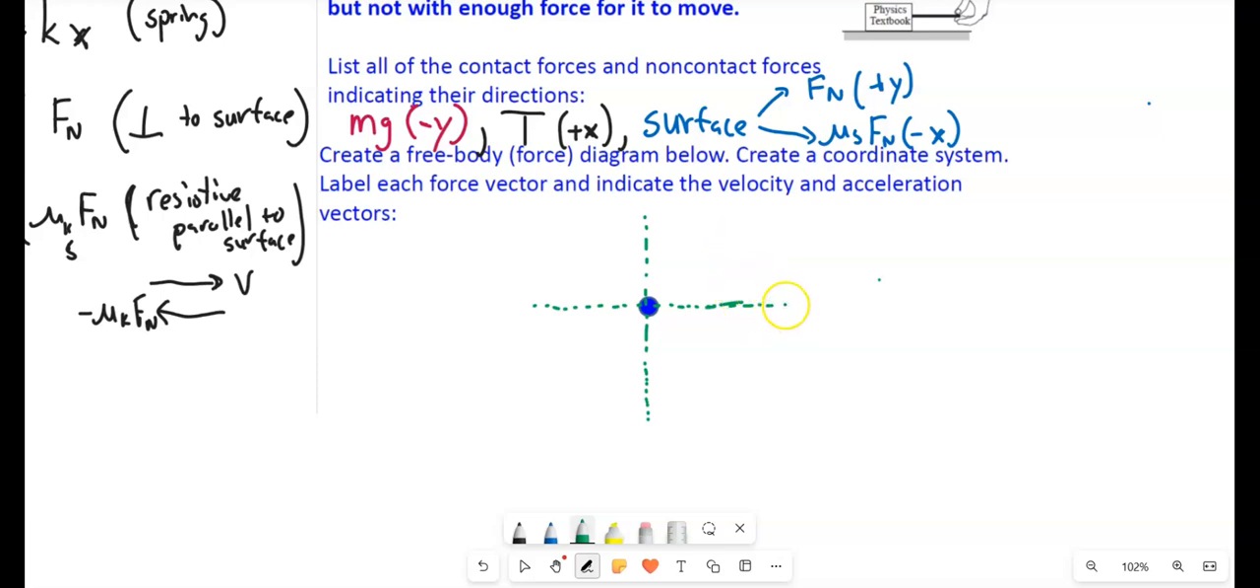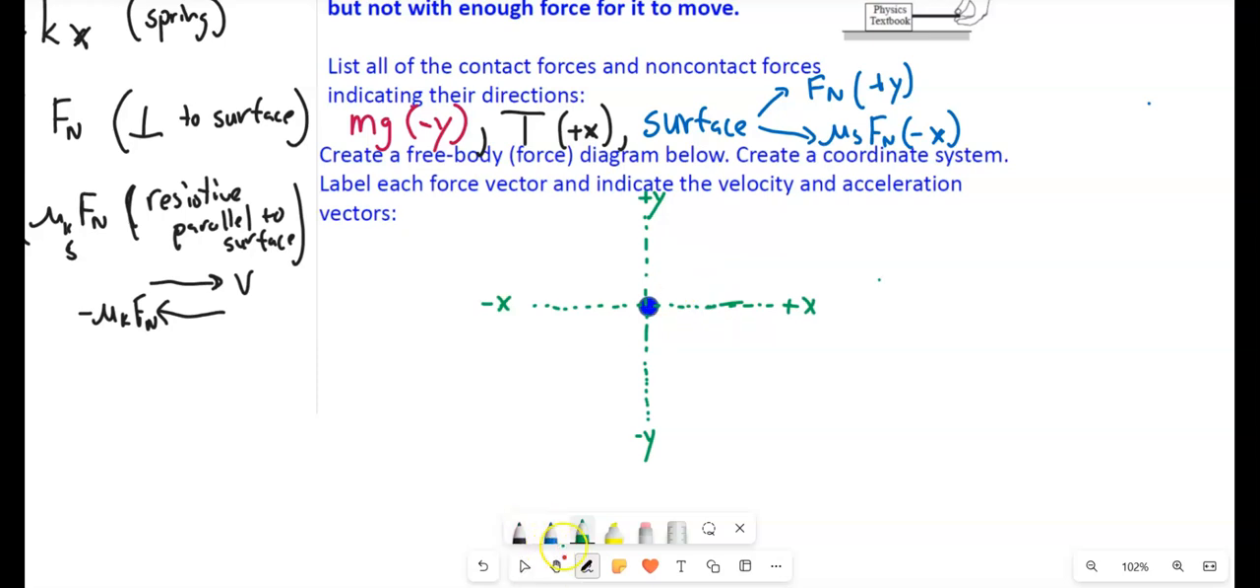Okay? So I'm going to list also any forces pointed to the right are in the positive x direction. Any forces pointing up are in the positive y direction. Anything pointing to the left are in the negative x direction. Anything pointing down are in the negative y direction. So put a dot, put a cross through it, and then label it positive x, positive y, negative x, negative y.